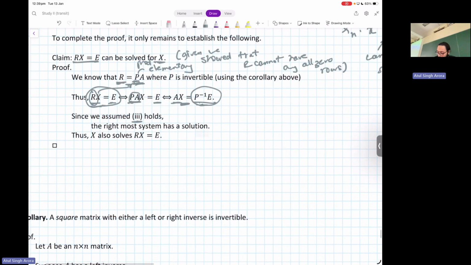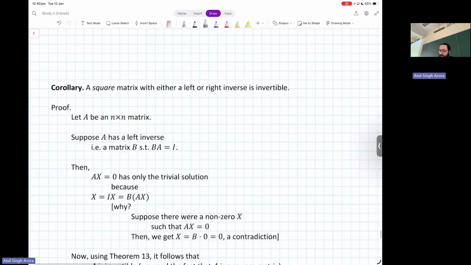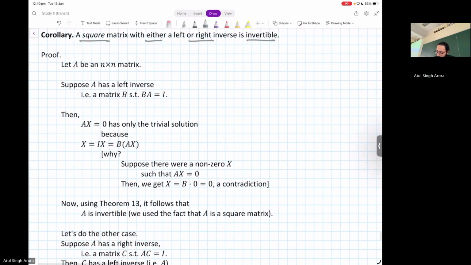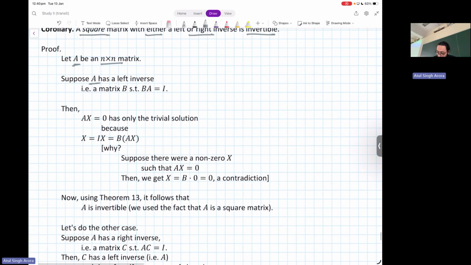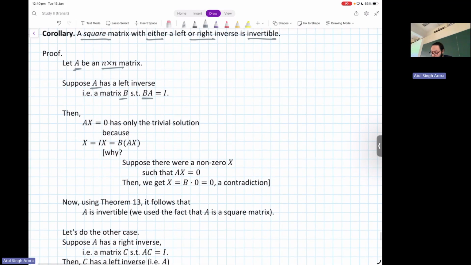Okay, so let's move on. Okay, so the next statement is a corollary, right? So it's saying that a square matrix with either a left or a right inverse is invertible. So let's look at this. Suppose A is an n cross n matrix, and suppose that A has a left inverse B such that B times capital A gives you identity. Right? So that's what it means to have either a left or right inverse.